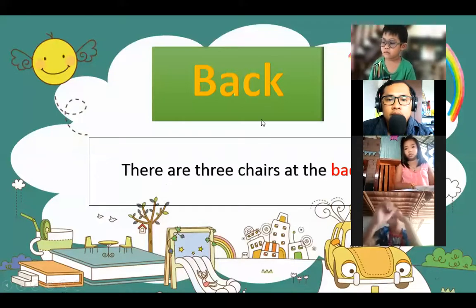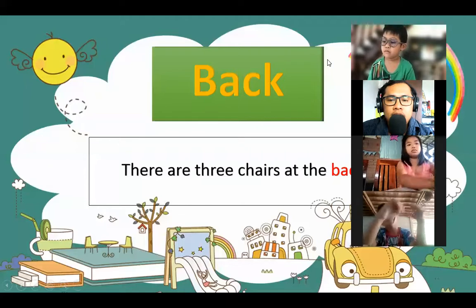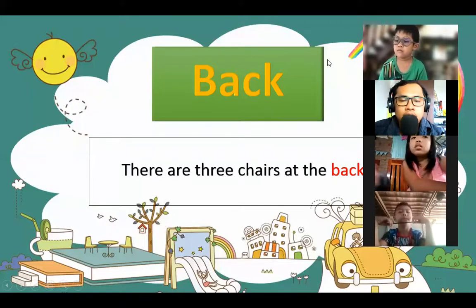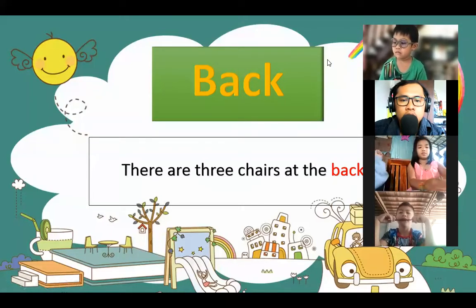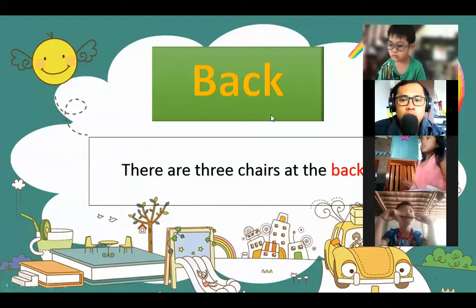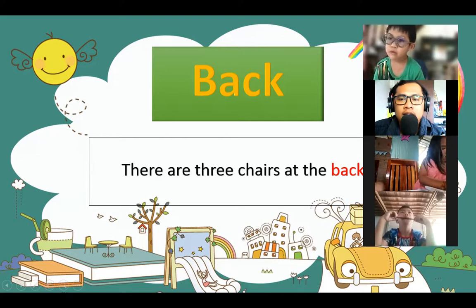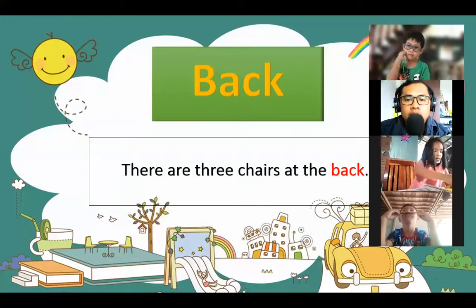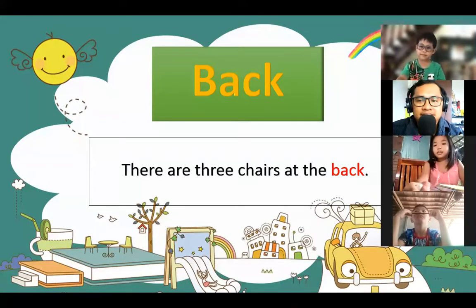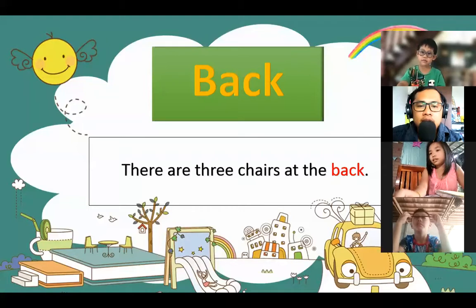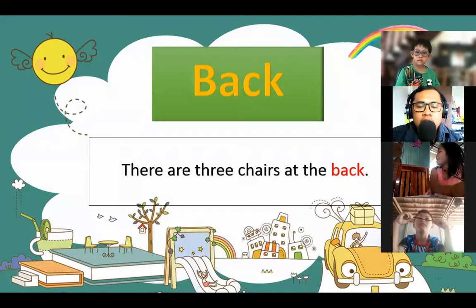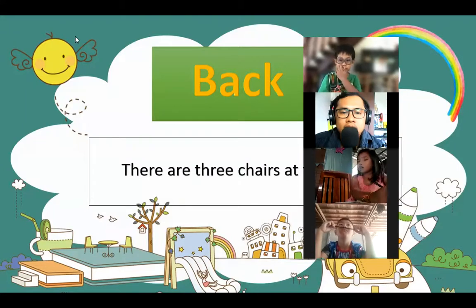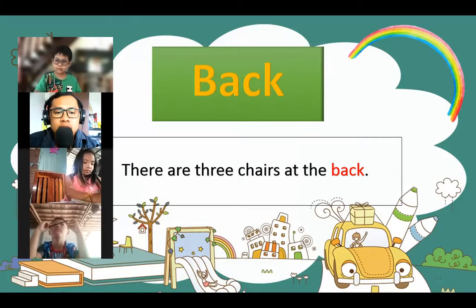The first word we have is back. Back. Kumin, can you say back? Back. Okay, back. There are three chairs at the back. There are three chairs at the back. So the word is back.